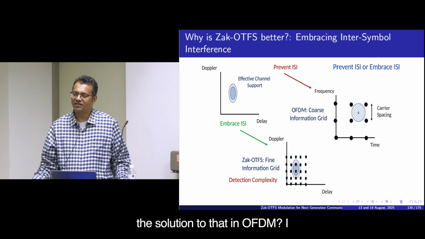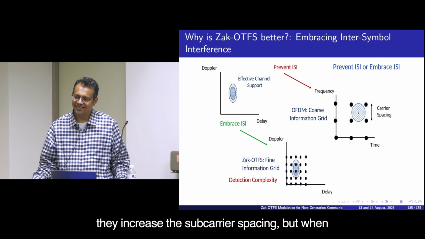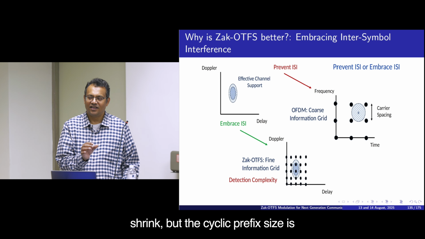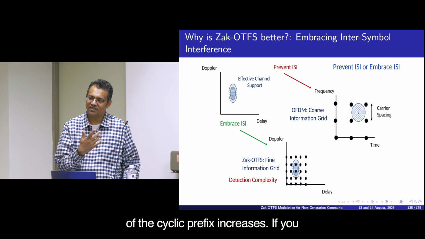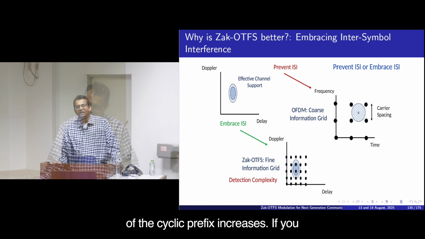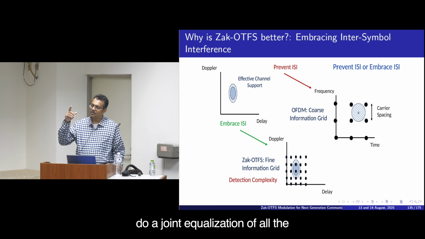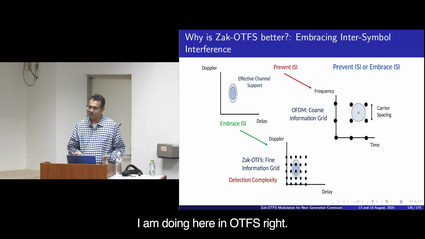What is the solution to that in OFDM? Right now what they do is they increase the subcarrier spacing, but when they do that, the symbol duration will shrink, but the cyclic prefix size is still the same, and so your overhead of the cyclic prefix increases. If you don't want to do that, then probably the only solution is that you do a joint equalization of all the subcarriers. Just like what I am doing here in OTFS, right?